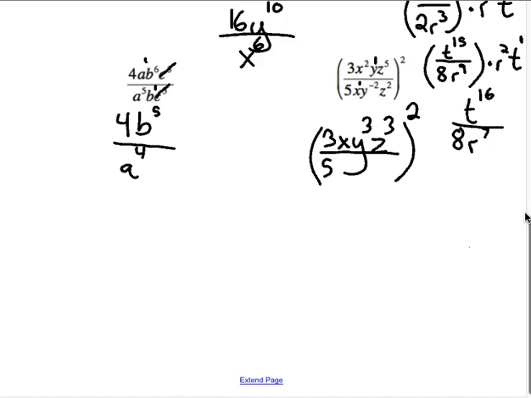So now that I've cleaned up everything inside the fraction, or inside the parentheses, I apologize, now I'm ready to apply the power. So I'm going to apply that squared to everything. 3 squared gives me 9. X squared is, just like I said, x squared. Y to the 3rd squared. So again, power of a power, 3 times 2 leaves me with 6. Z to the 3rd to the 2nd, again, power of a power, 3 times 2 leaves me 6. 5 squared is going to leave me with 25.